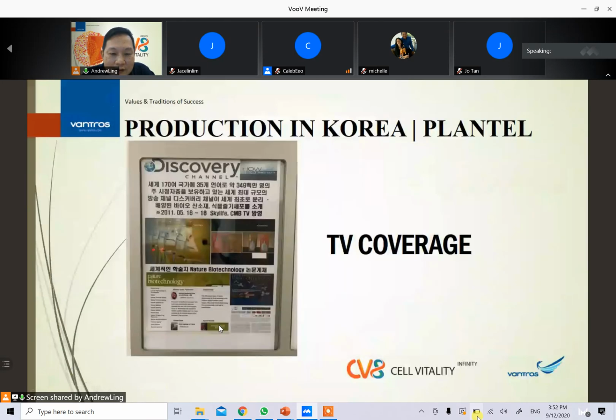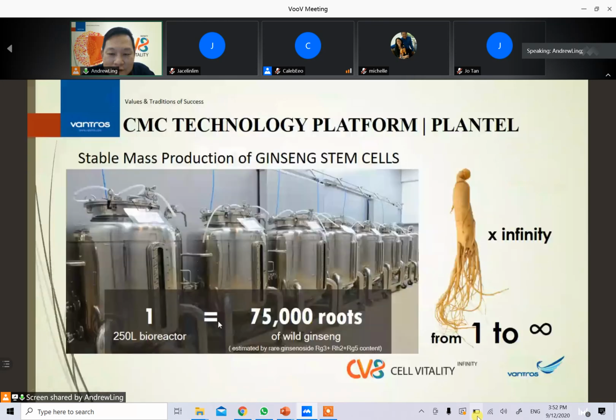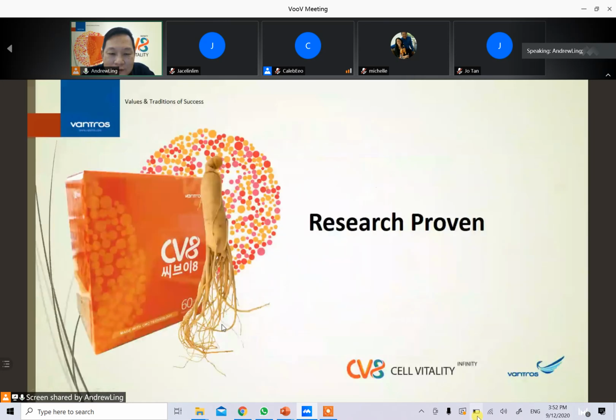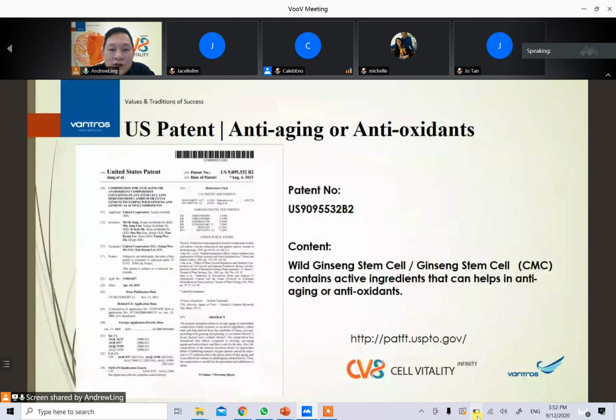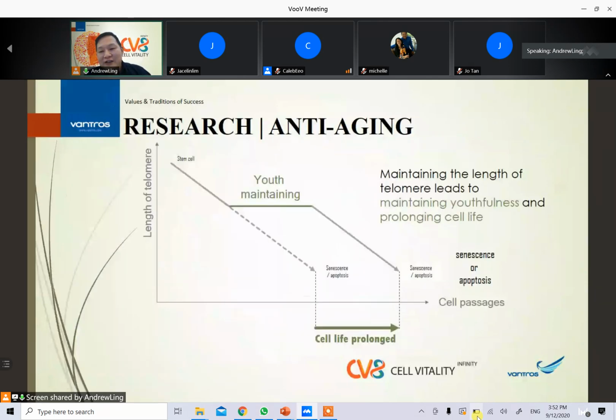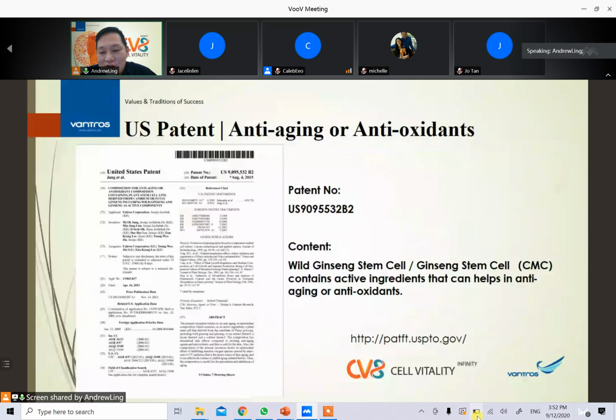Okay, just now I'm talking about the... Okay, so this particular research talking about anti-aging and even antioxidants, the whole research is again proven and it is patented in US as well. Okay, this is the patent number. If you do have a chance, you can go and search online as well.